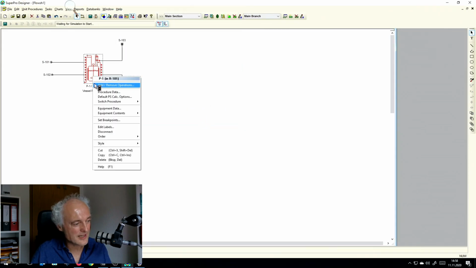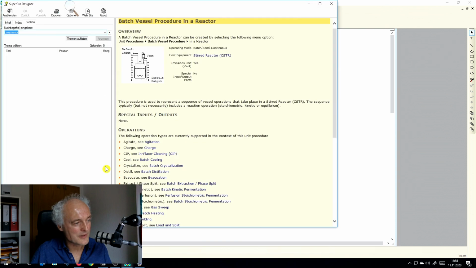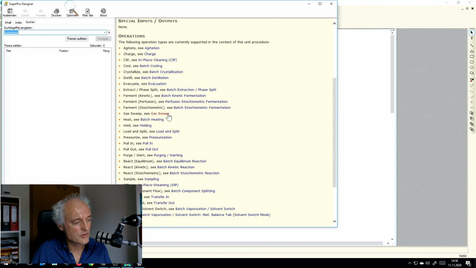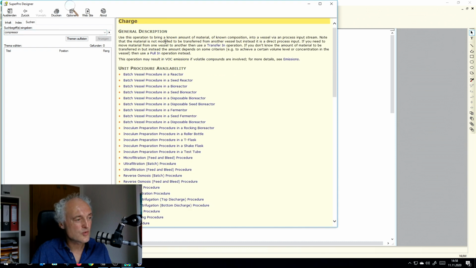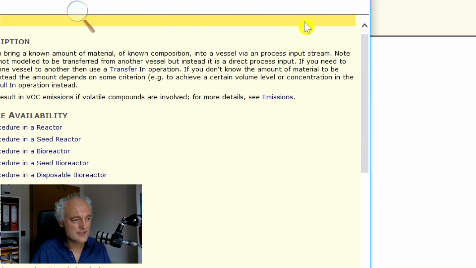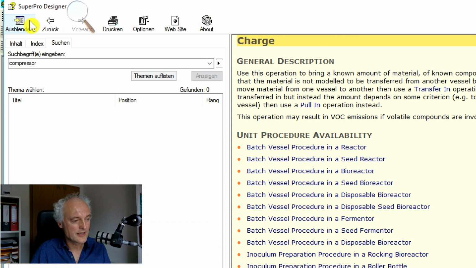Want to know what this unit is about? Also here, right click, help. It's a good idea because then you get an overview about this process. You get an overview of the operations, and you can click on an operation like the charge operation, and then it's described what this operation is used for. Use this operation to bring a known amount of material of a known composition into a vessel via a process input stream. This sounds good. This description is exactly what we need.